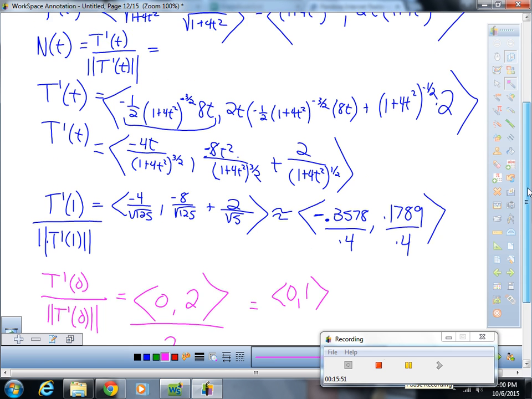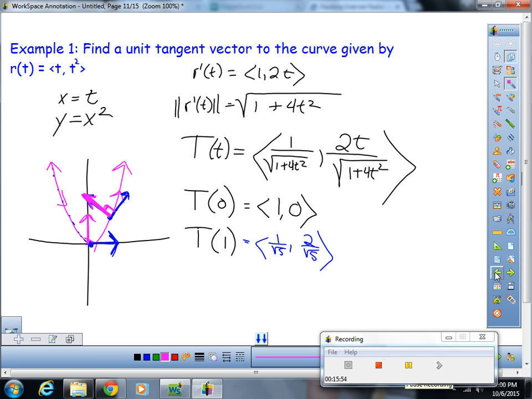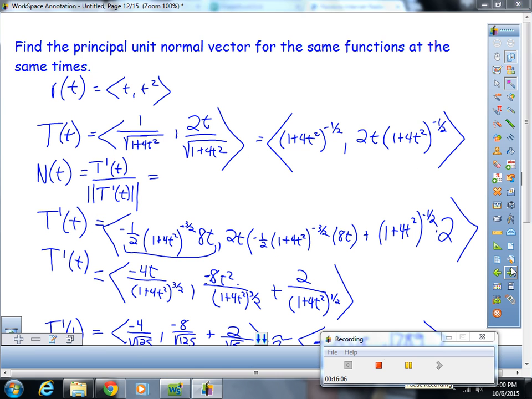So, right now, here's what you have a decent understanding of. You know how to find the unit tangent vector. It's not that bad. You know what the unit tangent vector is telling you. It's not that cool. Okay? You know how to find the principal unit normal vector. It's the worst.